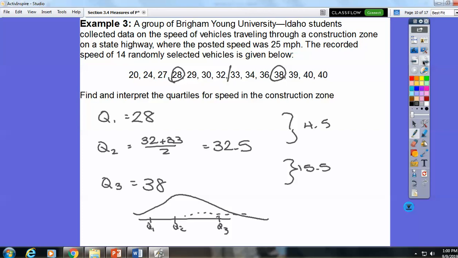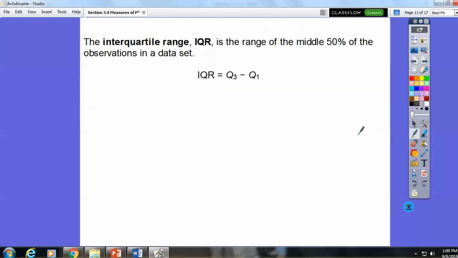We'll do one more thing and then we're going to stop with this for today. Interquartile range is just the range of the middle 50% of data. So interquartile range, it's often called IQR. It's just quartile 3 minus quartile 1.